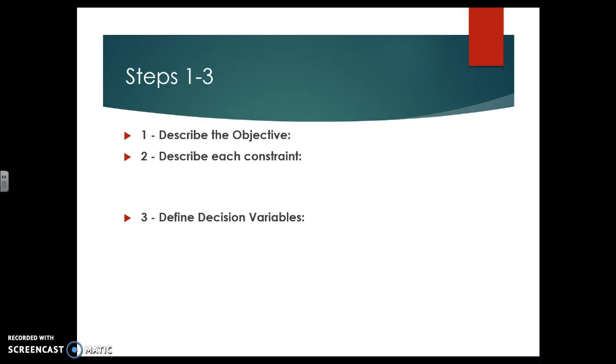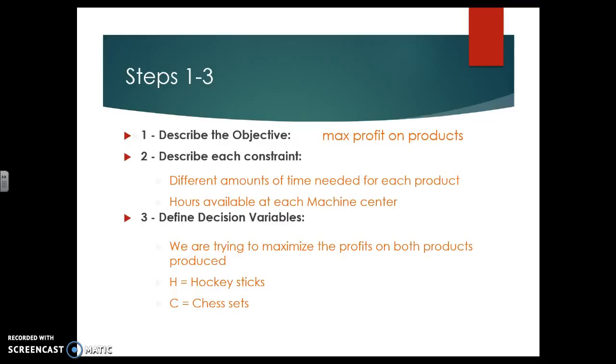Okay. So the objective here is to maximize profit of hockey sticks and chess sets. We have different amounts of time that is needed to make each product, and we have different available hours at each machine. Not all products need all machines, so there's all kinds of differing constraints here. The decision variables, in my opinion, let's just use H for hockey sticks and C for chess sets.